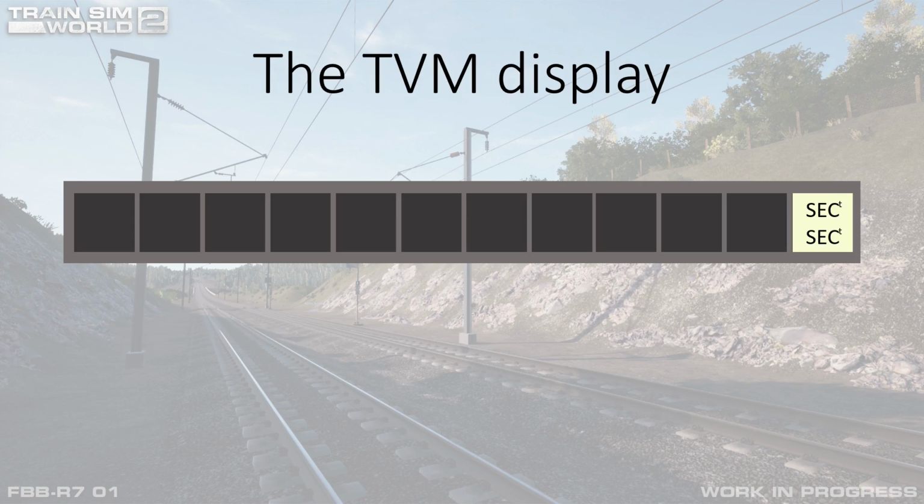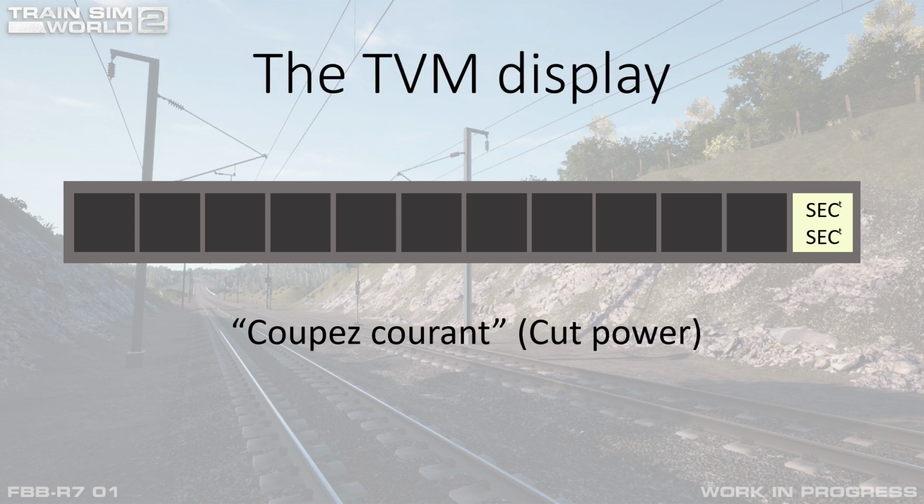The next is at cell number 12. It reads sec with a small t twice. It may have a different aspect on different TGVs, like on the Euroduplex with the screen. This reads section in reality, and it says couper courant, or cut power, a cut power order. It simply means that you are approaching a neutral section.